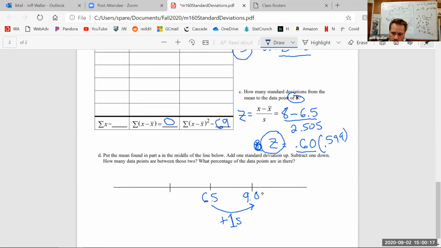9.005. I like it. Is everybody cool? I just added one standard deviation. Now let me subtract 1. Let me go one step down. Where do I end up? 3.995. I like it. Now, that is within 1 standard deviation of the mean.